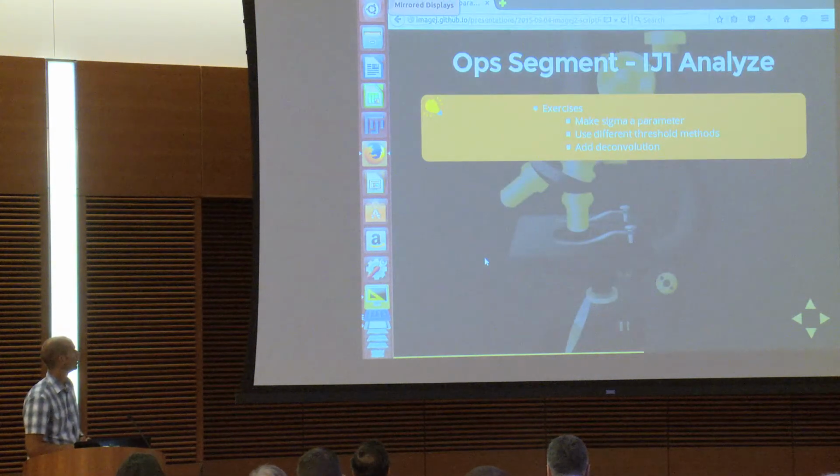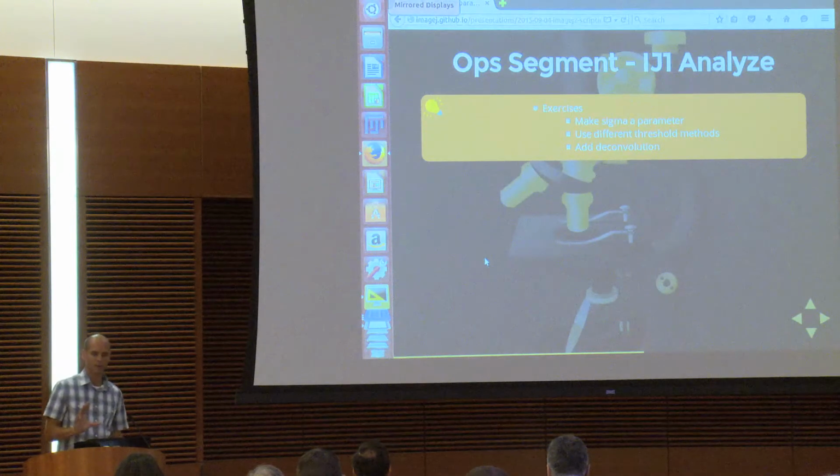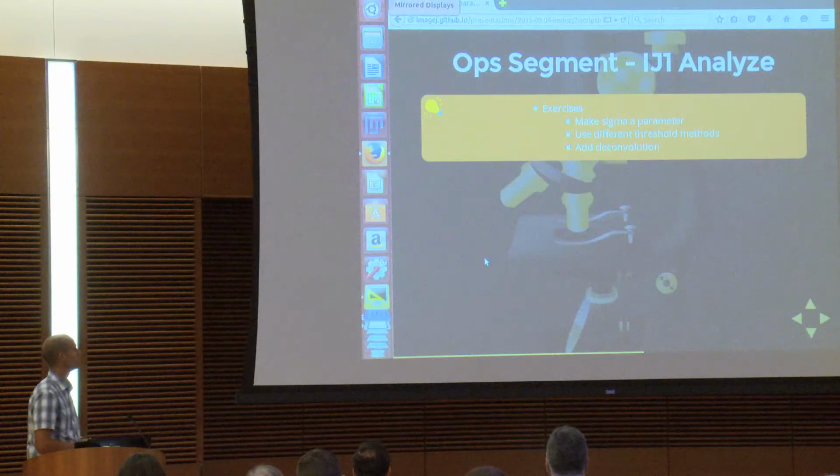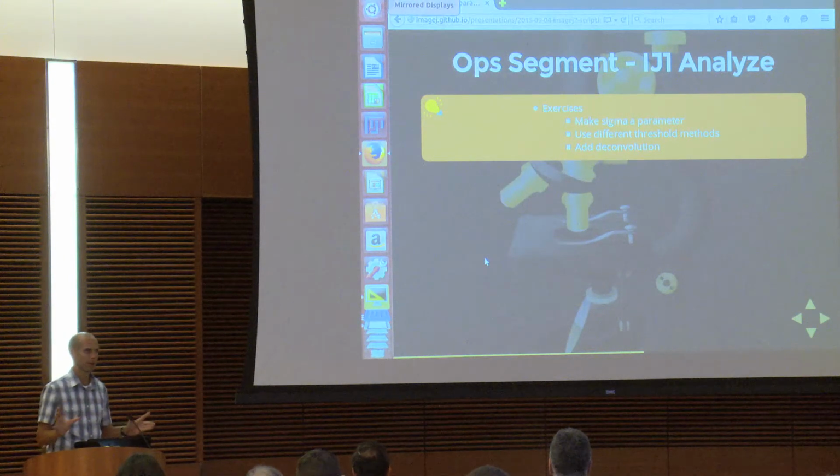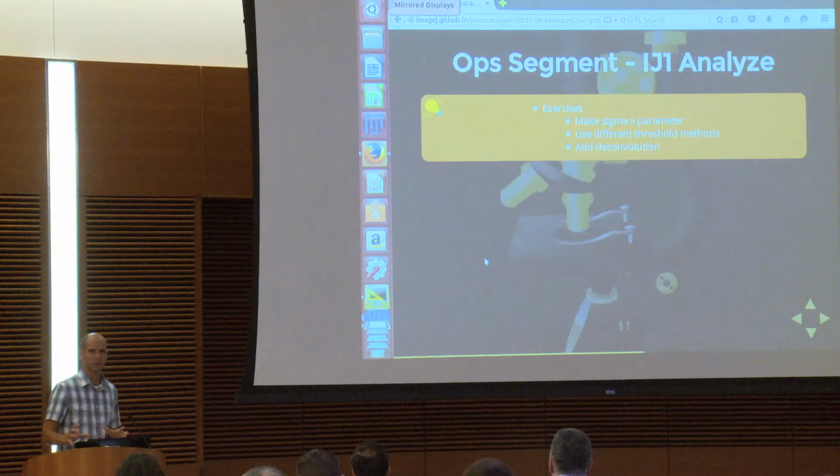So some exercises here. First exercise, make sigma a parameter. So make the width of the filter that we're using a parameter.